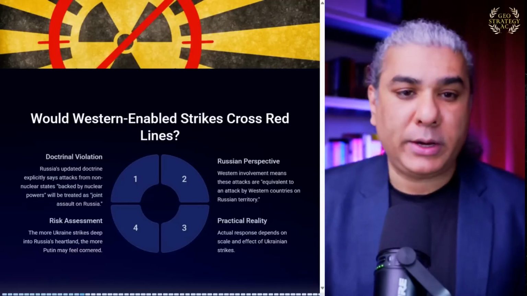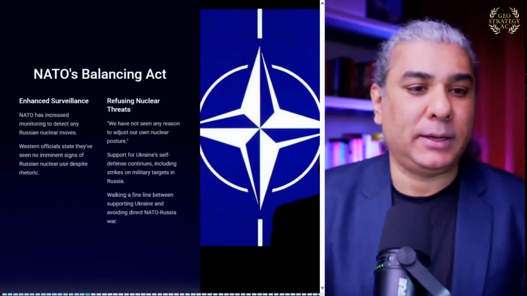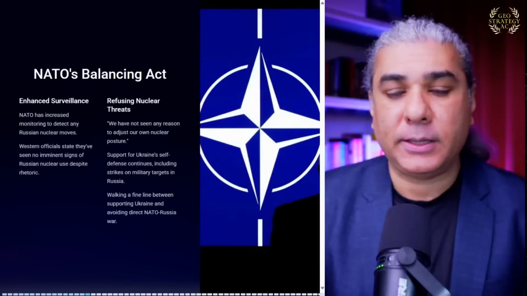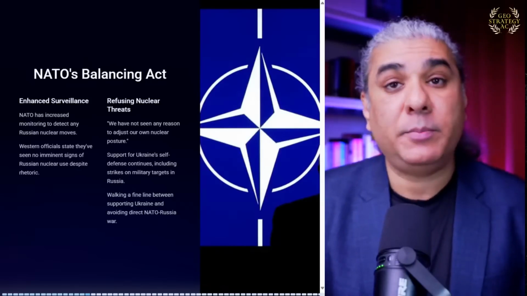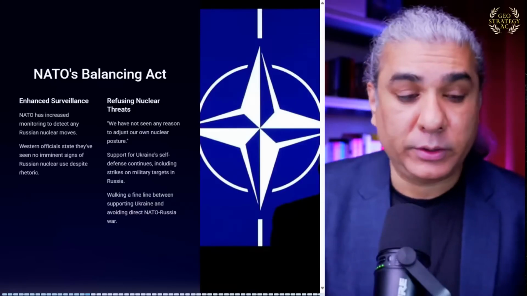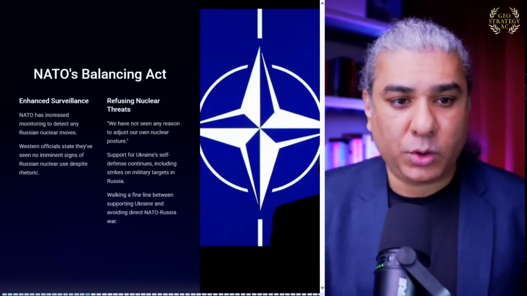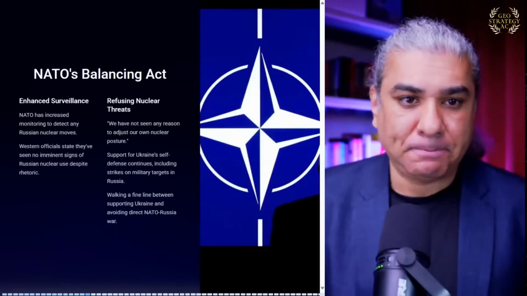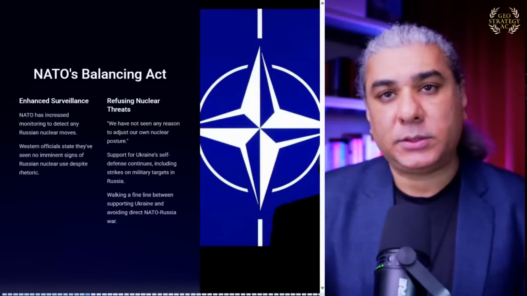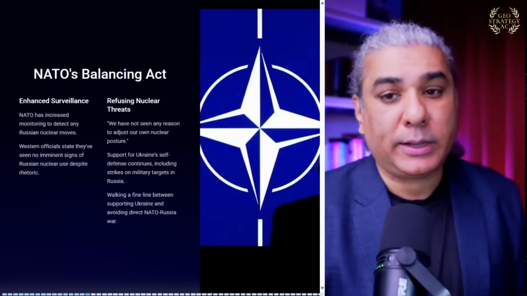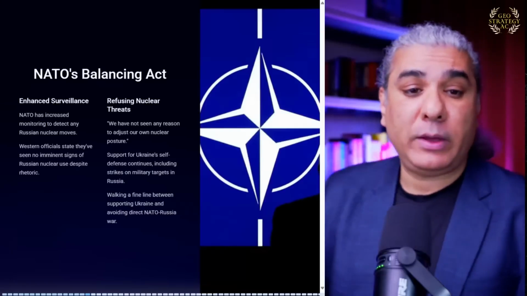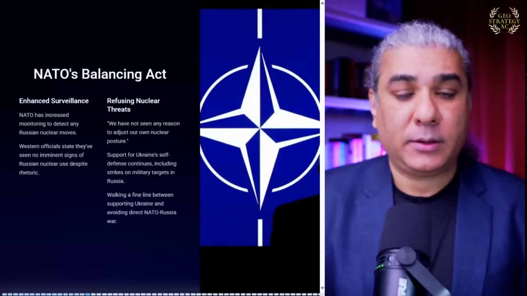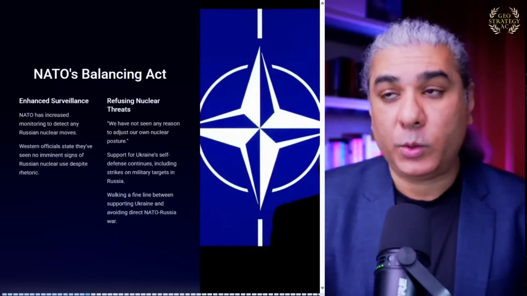Now, NATO has been doing this balancing act. NATO has increased its monitoring activities to detect any potential Russian nuclear moves. After this doctrine change, they've had to do this, right? And NATO officials say that they have seen no imminent signs of Russian nuclear use, despite whatever is being said. NATO is, let's say, rejecting Russian nuclear threats, or what they call Russian nuclear blackmail. They said that we have not seen any reason to adjust our own nuclear posture. And support for Ukraine, what they call Ukraine's self-defense, continues.